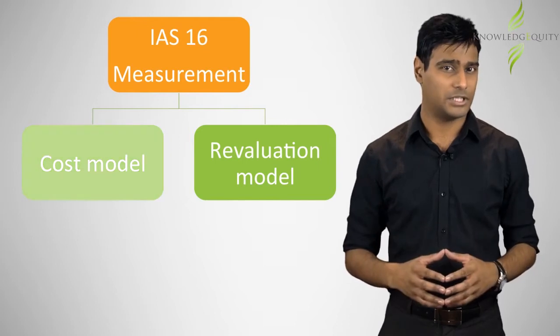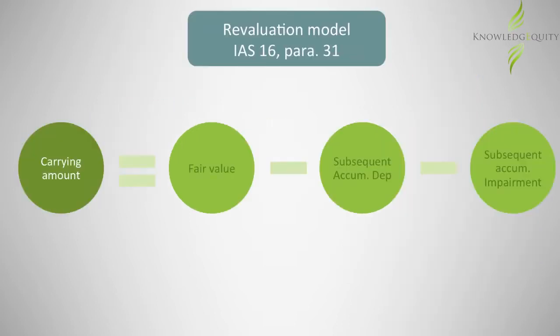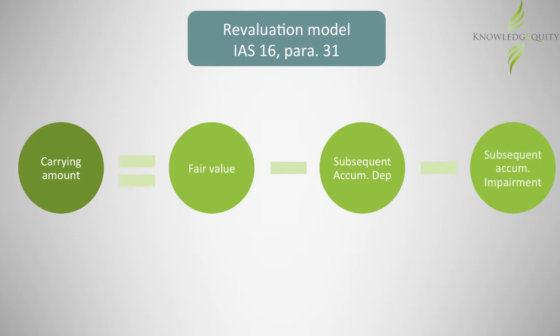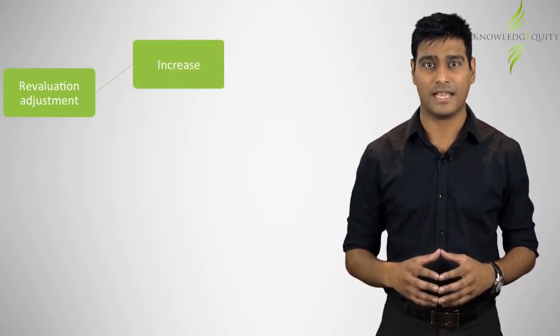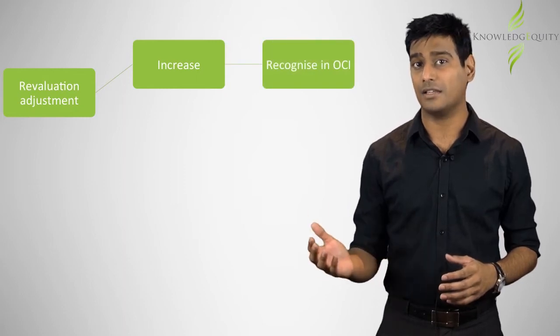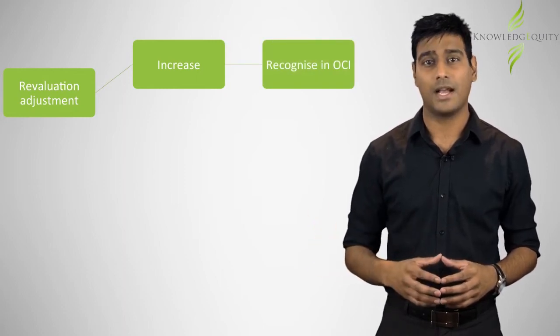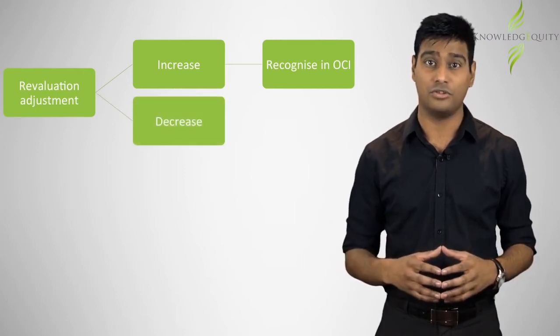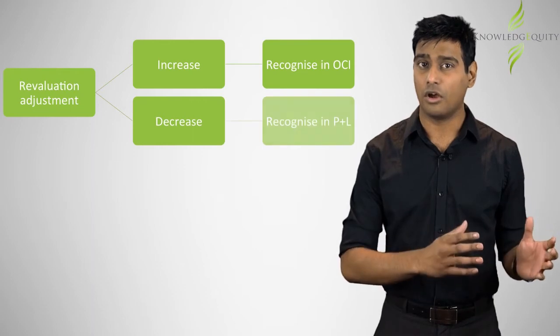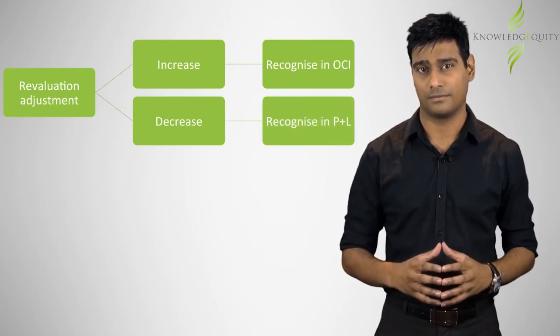Now let's look at the revaluation model. The carrying amount under the revaluation model is calculated as the fair value minus subsequent accumulated depreciation and subsequent impairment losses. In terms of IAS 16 paragraph 39, if the revaluation results in an increase in the carrying amount of an asset, the gain should be recognized in other comprehensive income. IAS 16 paragraph 40 states that if there is a decrease in the carrying amount due to a revaluation adjustment, the loss must be recognized in profit and loss.